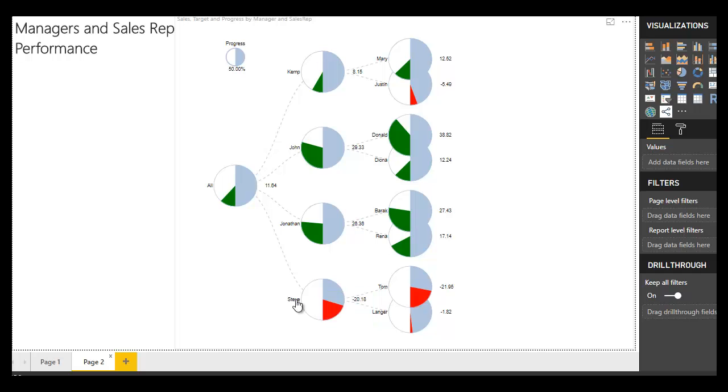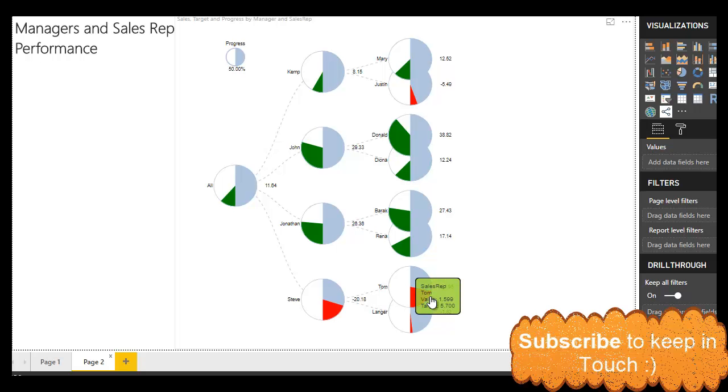But how easy and quickly we can understand what's happening with the sales targets and which sales rep is not performing. We can easily see that Justin is falling behind overall. However, overall Kemp is performing better, but Justin is falling behind, and Steve is falling behind, and his sales reps are also falling behind, and quite considerably. Langer is almost meeting his targets, but Tom is quite behind, and therefore that's affecting Steve's performance.